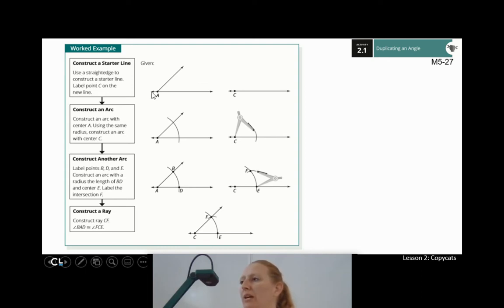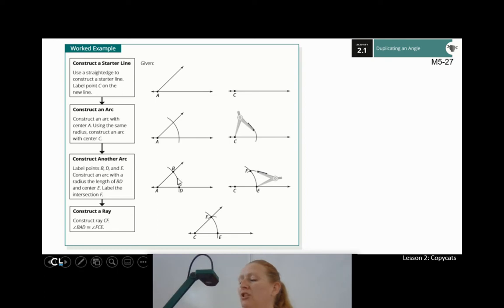So first of all, we're given an angle. Hooray! Here's my angle. I need to construct a starter line. So we're going to use a straight edge to construct a starter line. We'll call it point C, and we'll say that's our new vertex. We're then going to go back to the original angle, and we'll construct an arc with a center at A, and we'll use that same radius to construct a new arc from center C. We can label these points B and D. And you're then going to adjust your compass to measure that distance from B to D. So construct an arc with the radius of length BD and center E.